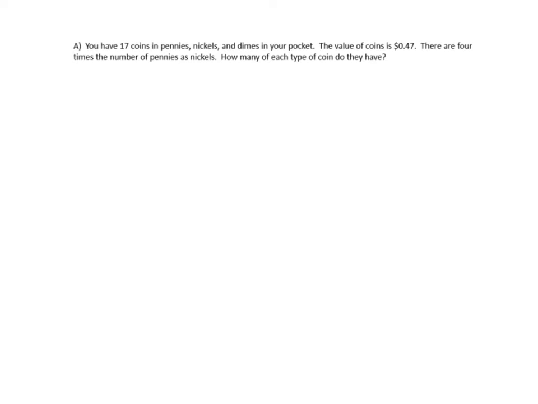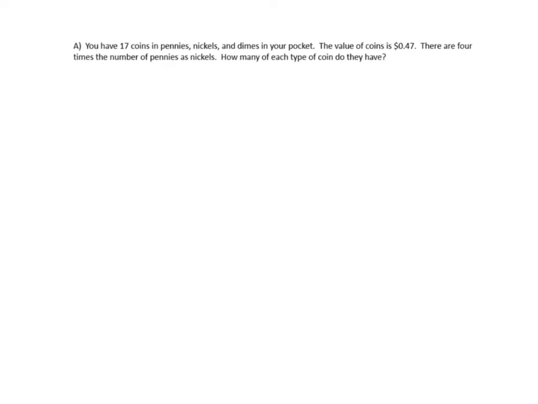So you should have already attempted these problems, but just in case you were having some issues, we're going to go through these together. This problem says you have 17 coins, pennies, nickels, and dimes, in your pocket. The value of the coins is 47 cents. There are 4 times the number of pennies as nickels. How many of each type of coin do they have?